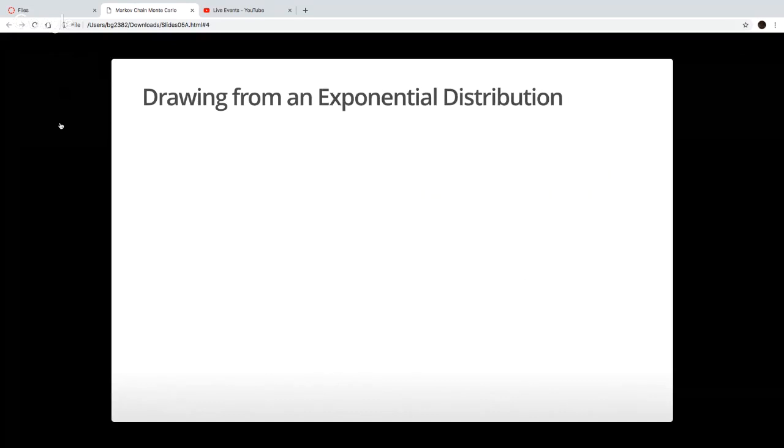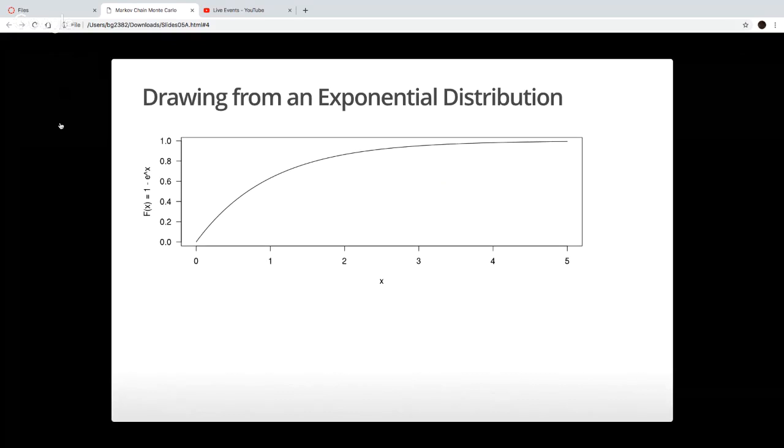Okay, so let's say now we want to draw from some other distribution. How will we do that? So here we have the CDF, on the x-axis we have all positive numbers. On the vertical axis we have the CDF of the standard exponential distribution, 1 minus e to the negative x. Anyway, so we have a CDF here.